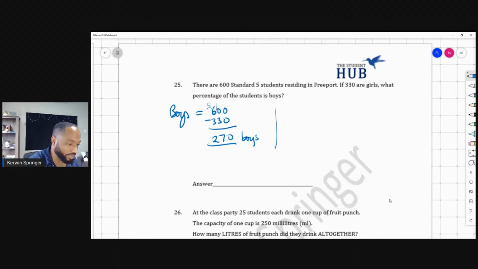When you're working out percent, so the percent boys, you create the fraction by saying what you want, the boys, over the total, and then you multiply by 100 over 1. How many of you all knew that for finding percentages long time? So I crossed out these zeros, and I say 3 can go into 6 2 times.